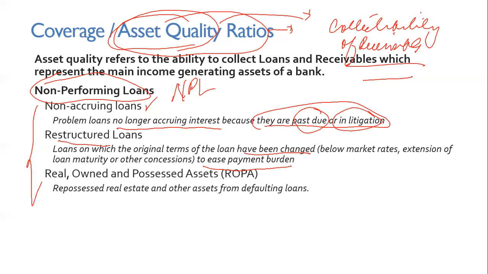Okay? And if na-repossess na. So repossessed real estate and other assets from defaulting loans, yung loan associated with the repossession or with the foreclosure of the collateralized asset becomes a non-performing loan. Okay?